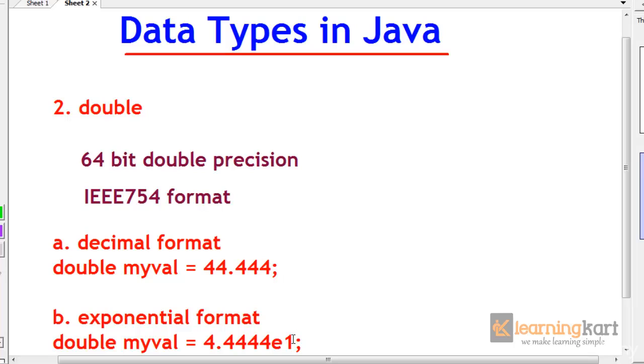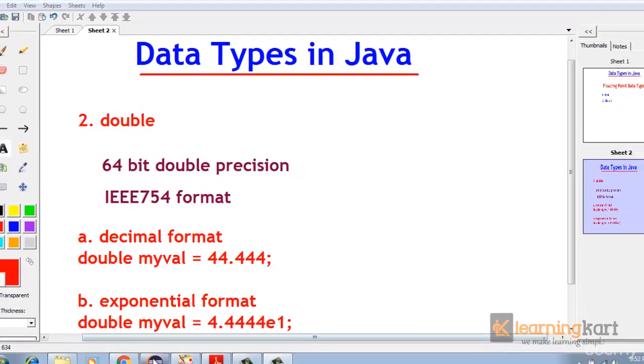This means any default floating point number is a double data type in Java. So if you write any number, say 4.44, then 4.44 is a double number. Any default floating point number is a double number as long as you don't append F to it. So the main difference between double and float is the appending of F, the range of the value, and the precision.